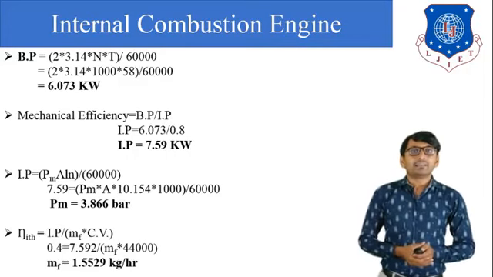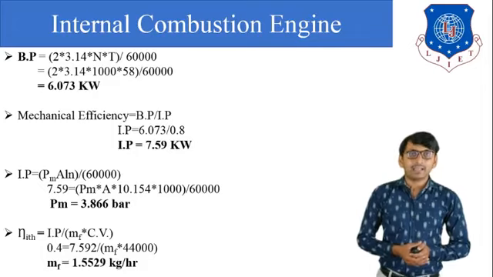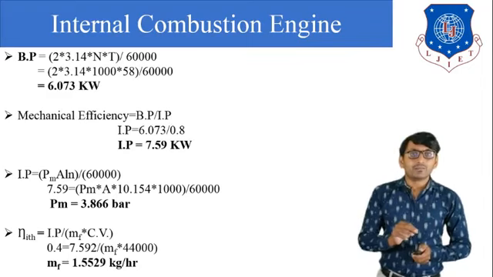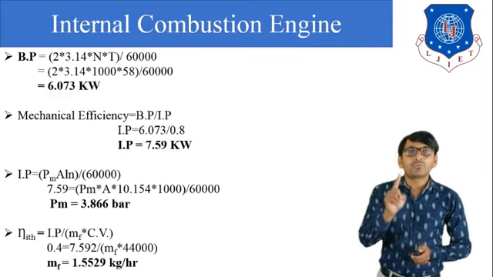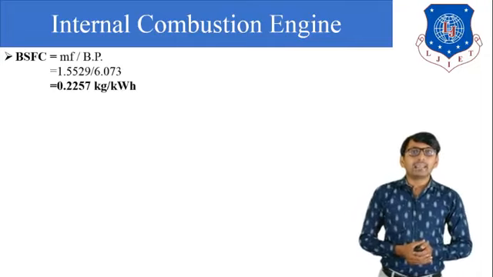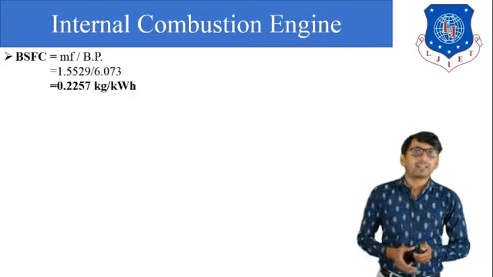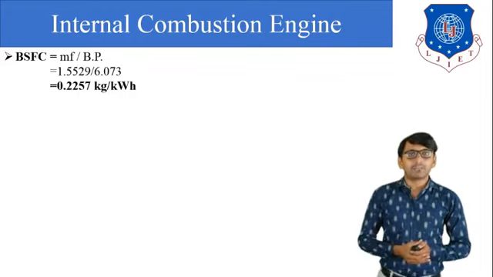Then indicated thermal efficiency, that is indicated power divided by MF into CV. Now put value of indicated thermal efficiency, indicated power and CV, we get MF is equal to 1.5529 kg per hour. What do you mean by MF? Mass of fuel consumed. Then BSFC, brake specific fuel consumption, that is MF divided by brake power.